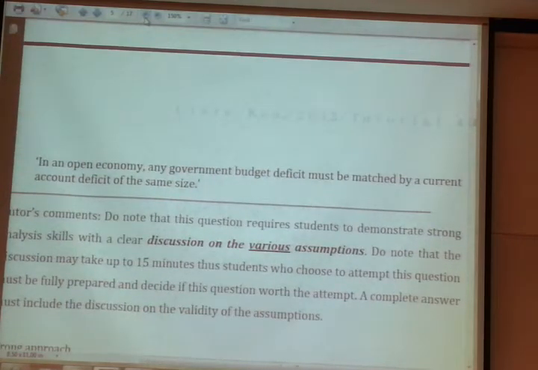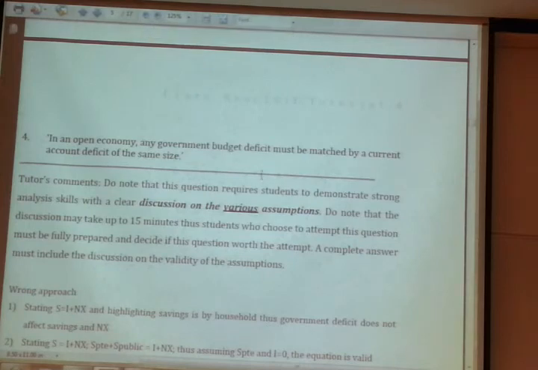But now let's look at this question 4. The next type of question, and this is very difficult. If you look at the question, you might think question 1, the UIP question, was difficult, but this is actually a very difficult question. The question says, in an open economy, any government budget deficit, meaning G is more than T, must be matched by a current account deficit of the same size.